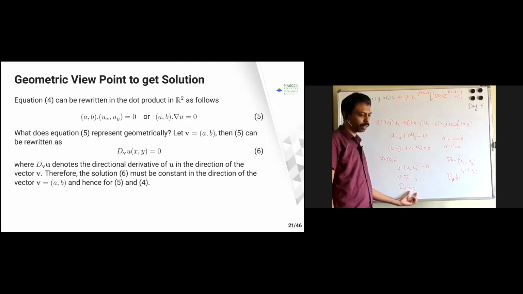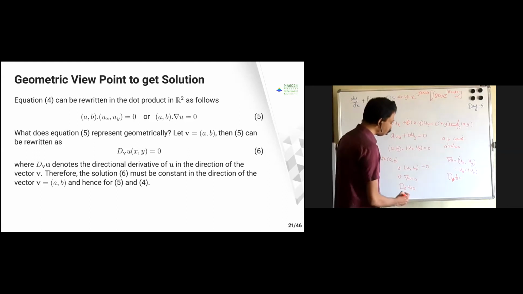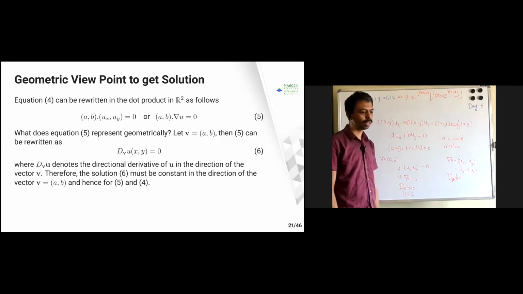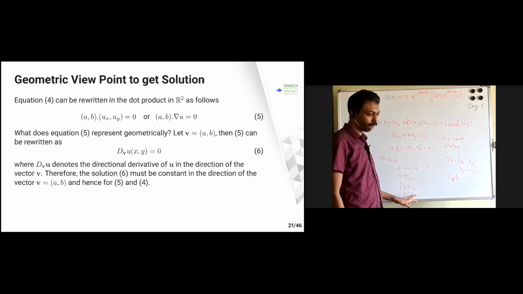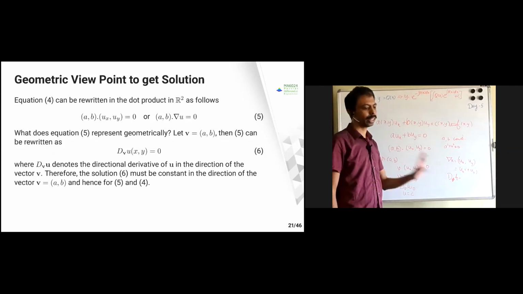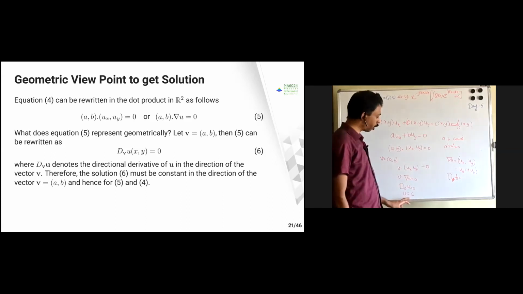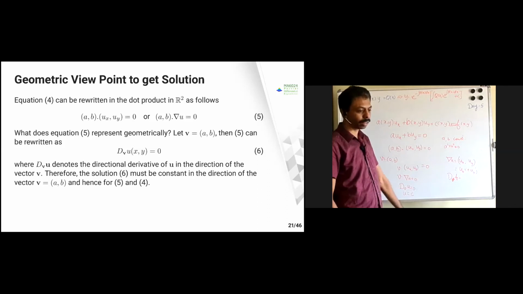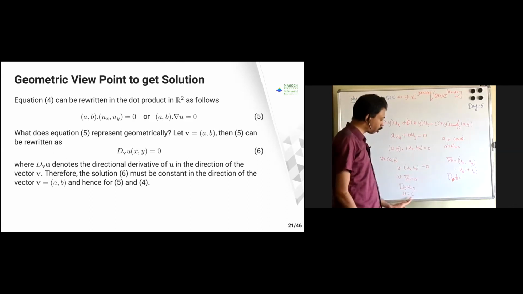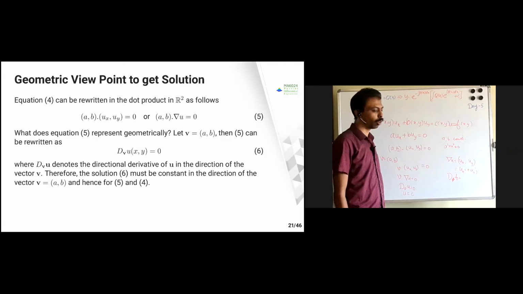That means my u is going to be constant. The solution must be constant in the direction of the vector v equal to a comma b. I'm not saying that it is constant everywhere. I'm just saying u equal to c in the direction of the vector v equal to a comma b.